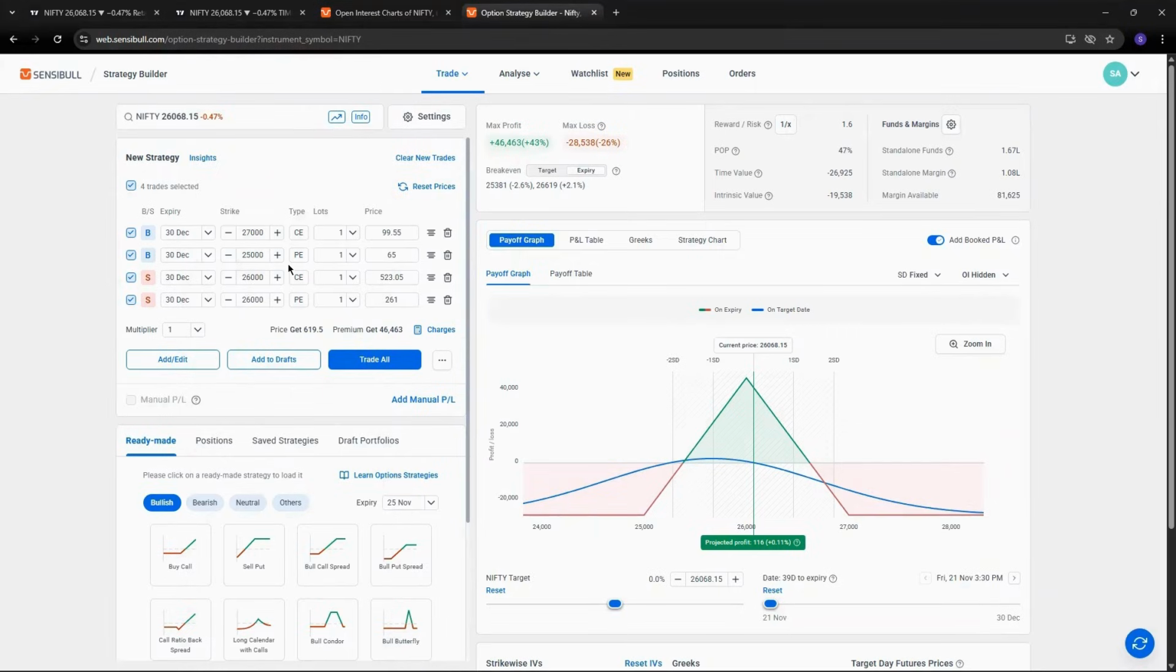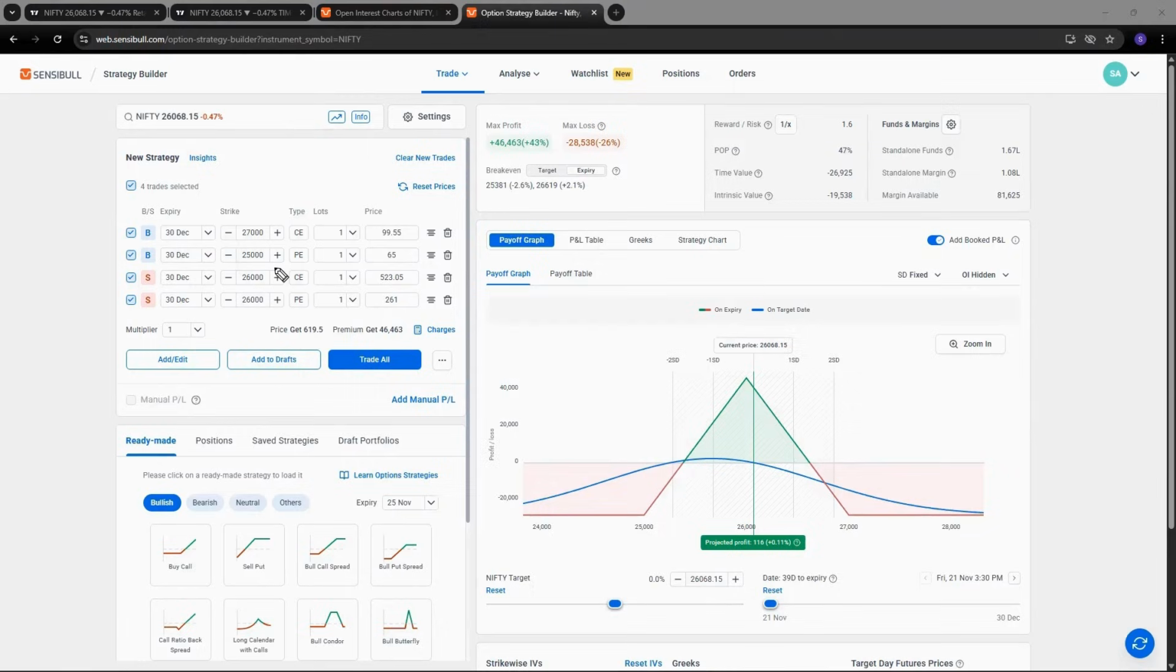Done. Now, the question is, what do we do with this information? If a big player is creating an iron fly based on this, he most likely knows the range of the market. He is expecting the market to go either side, up or down, and it'll come back to 26,000 again. So he's expecting mean reversion to happen in the market. Simple. This is the basic logic.